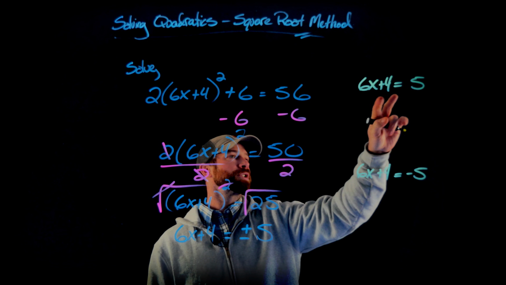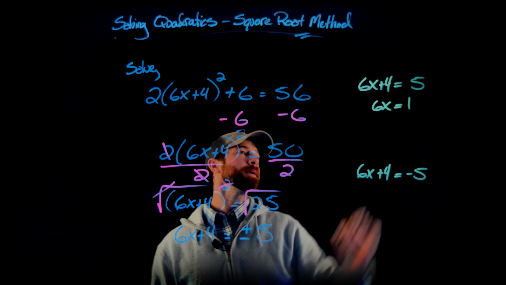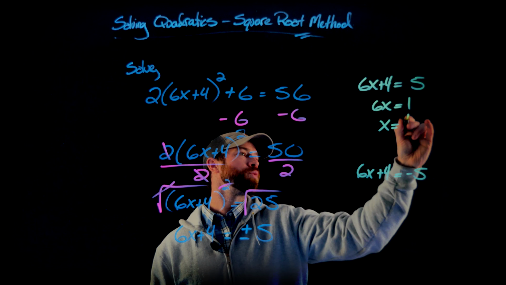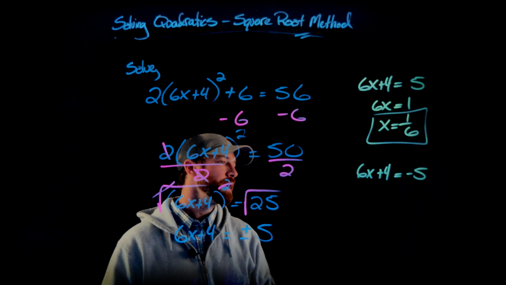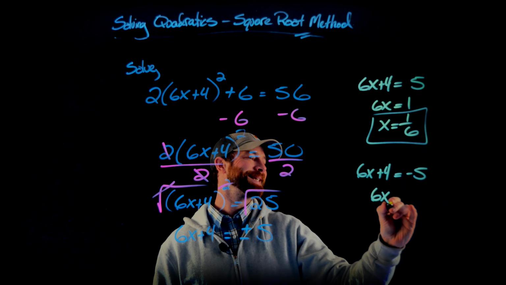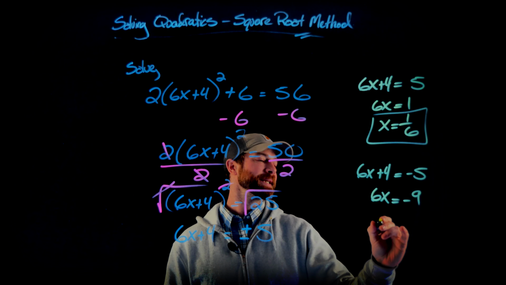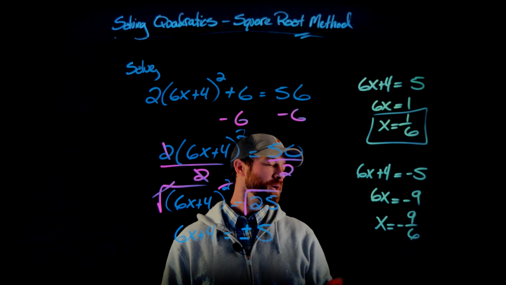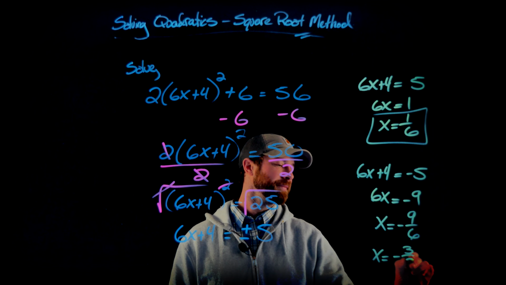For this equation, I'll just subtract 4 from both sides to get 6x equals 1. Divide both sides by 6 to get x equals 1/6, giving me my first solution. My second solution will be here from subtracting 4 from both sides. I'll get 6x equals negative 9. Divide both sides by 6 to get x equals negative 9/6, which can be reduced to give me x equals negative 3/2.